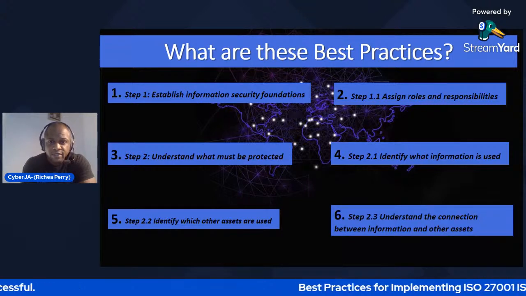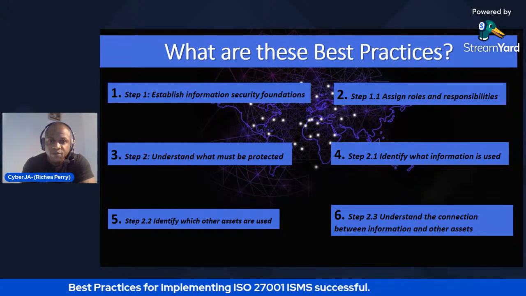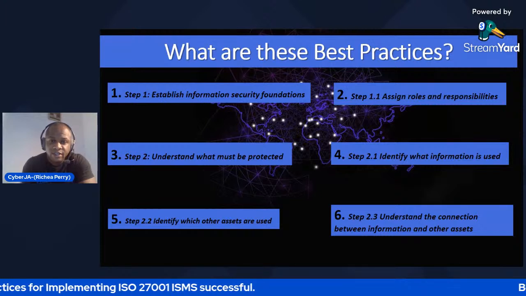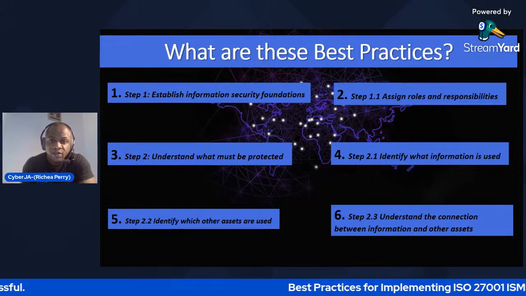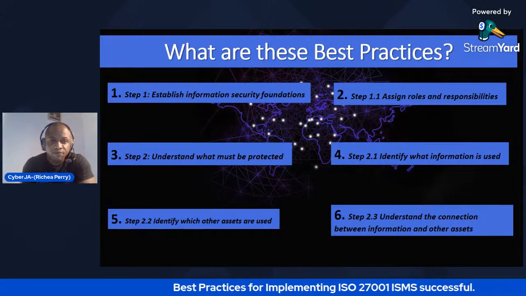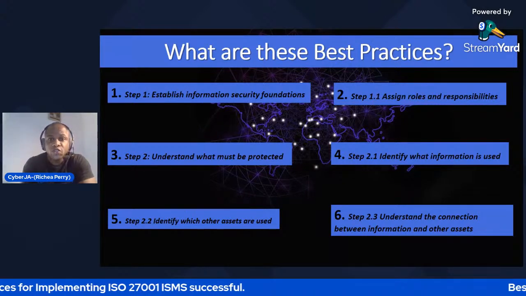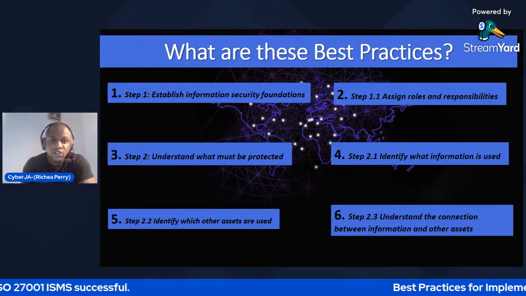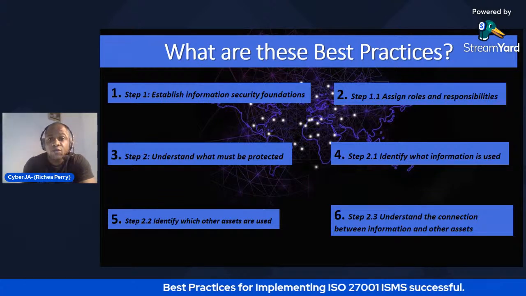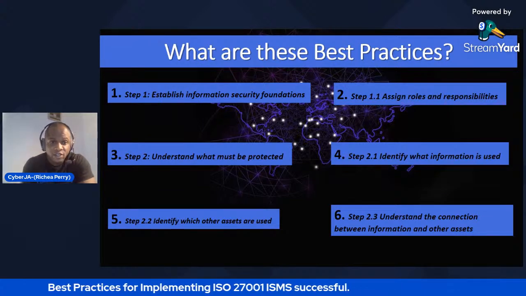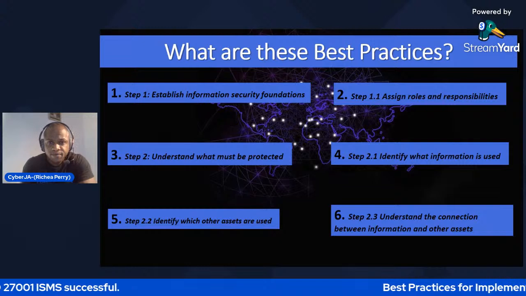Right? You want to look at understanding the connection between the information and the other assets within the organization. So once all key assets are identified, establishing which ones are used for certain information is a simple but effective way to understand what needs protection and later on how much protection it needs.